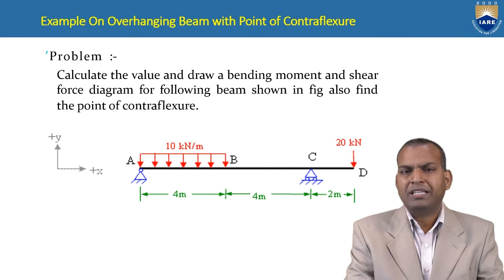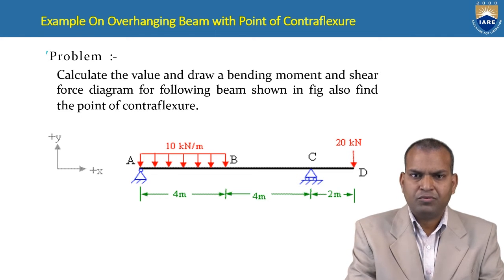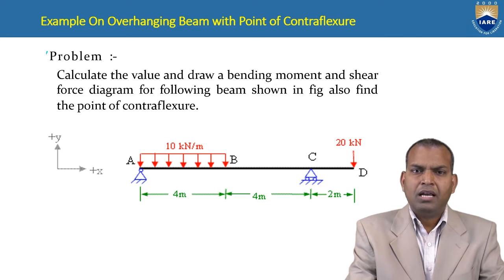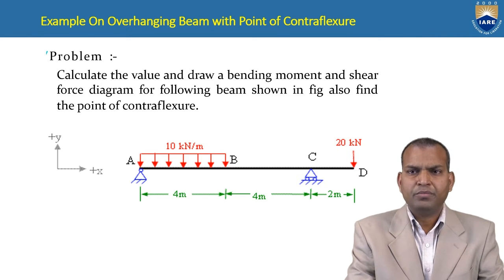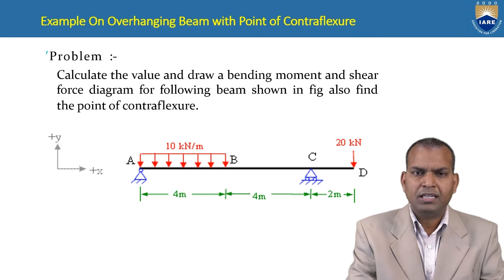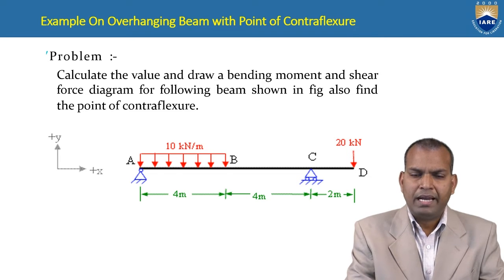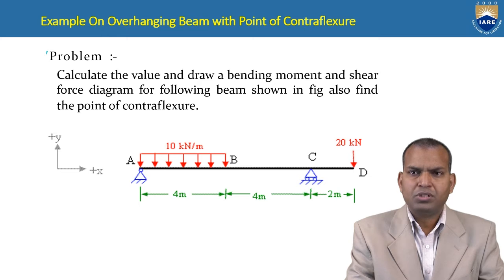So in this problem, we can see what the point of contraflexure is, and how to calculate shear force and bending moment values in order to draw the shear force diagram and bending moment diagram. This problem is subjected to UDL, uniformly distributed load, and a point load. The supports are a knife edge support and a roller support.